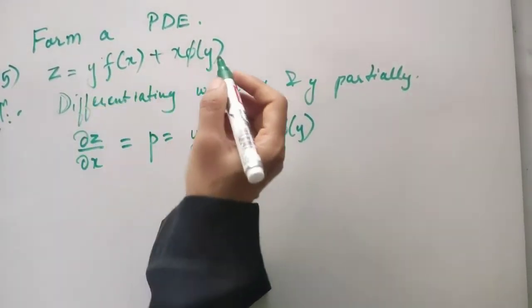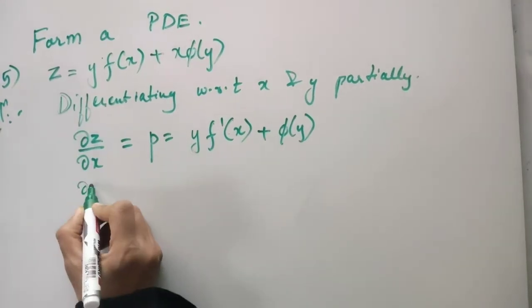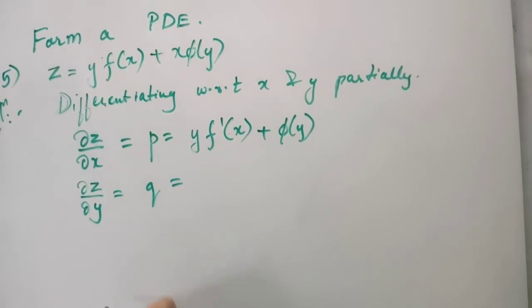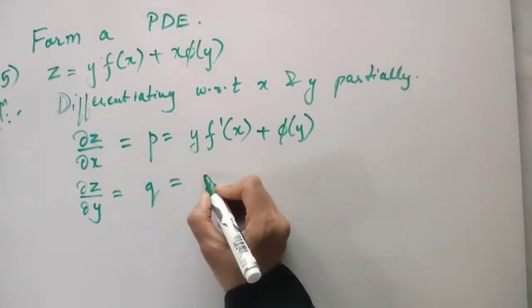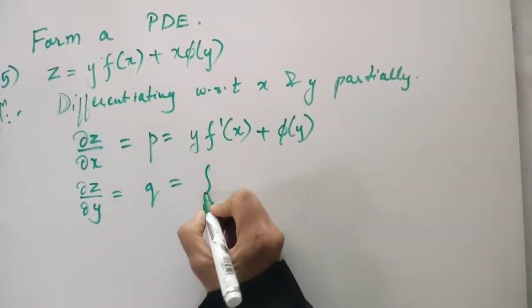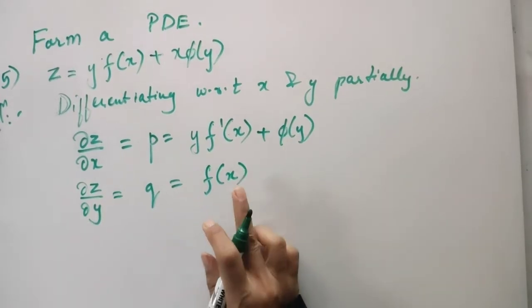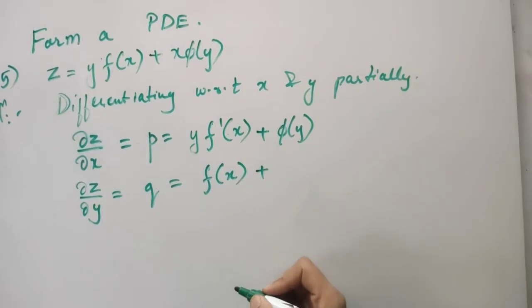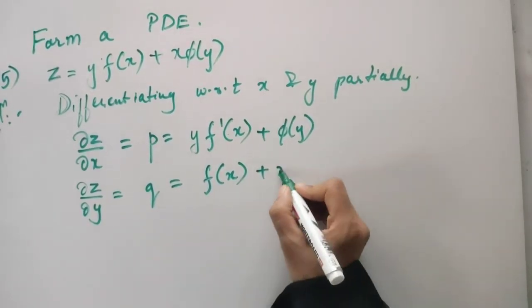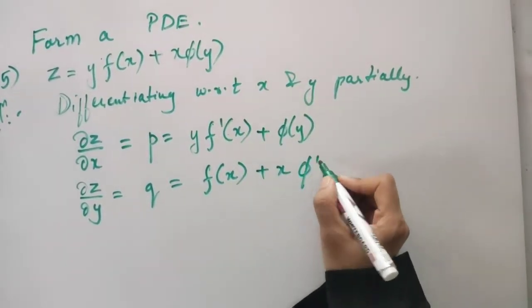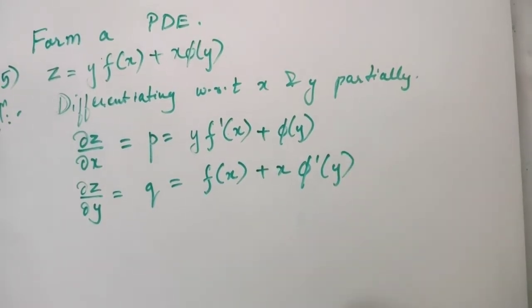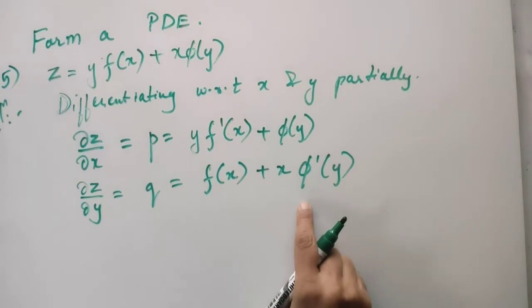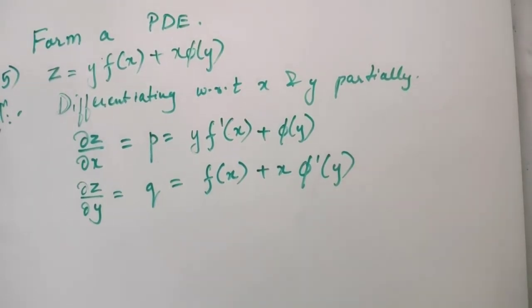Now let us differentiate the given equation with respect to y partially. So ∂z/∂y, you denote it by q. So directly I'll write q is equal to derivative of y with respect to y is 1, f(x) as it is, because f(x) is a function of x, it will be constant, plus x times the derivative of φ(y), which we can write as φ'(y). It's completely a function of y, that's why.